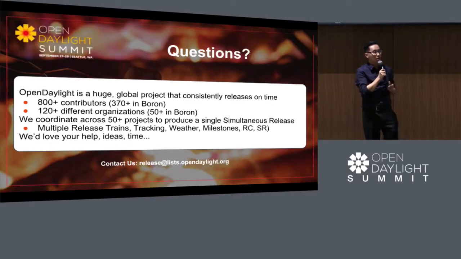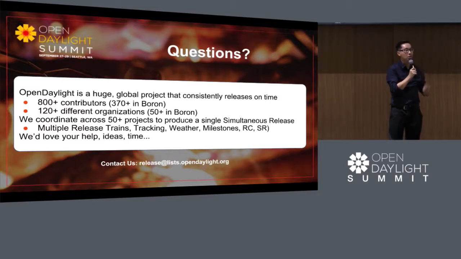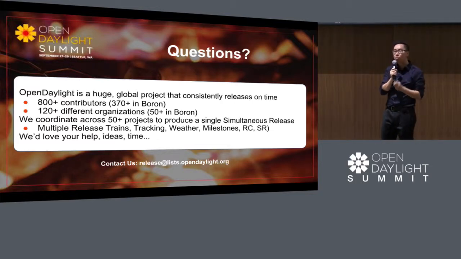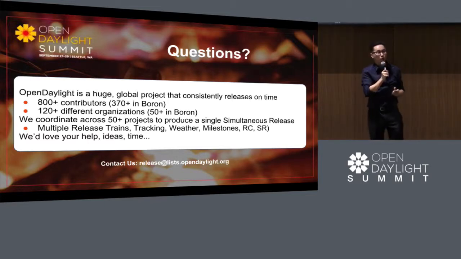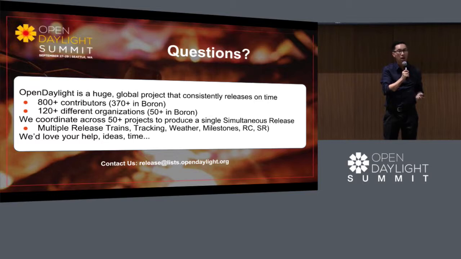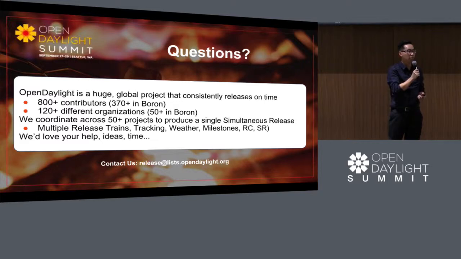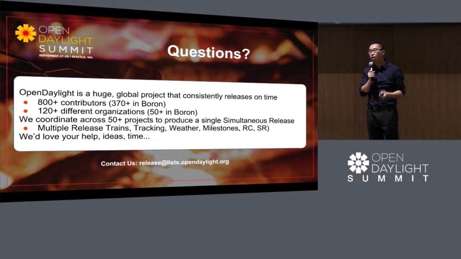But the key takeaway from this presentation is that OpenDaylight is a huge, huge project, and somehow we have been able to deliver mostly on time across all the 54 projects, 120 different companies, and 800 plus developers. And what we really need is folks like you to come in and help contribute and to help us improve our release process. I think we're out of time, so we'll take questions outside in the hallway. And thank you so much to all the folks for joining us today.